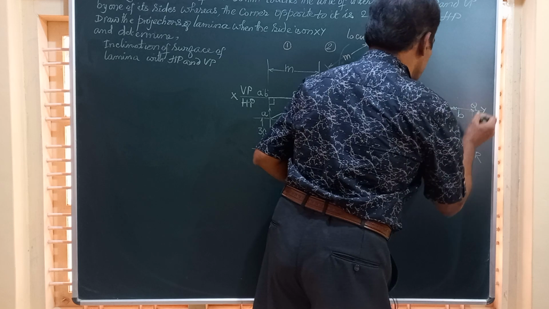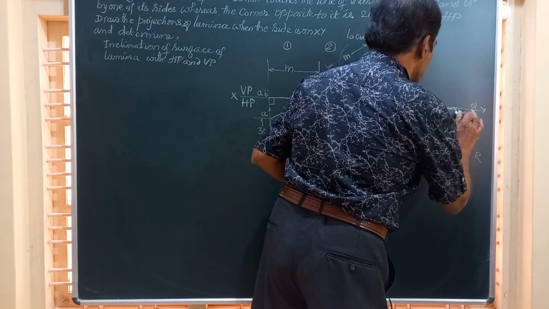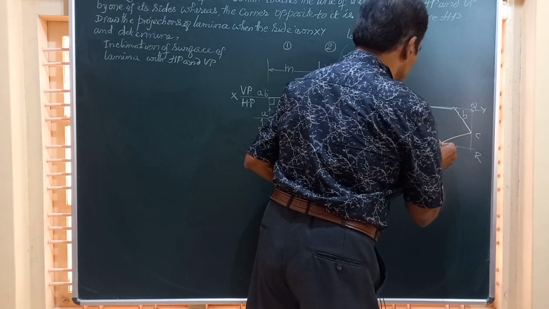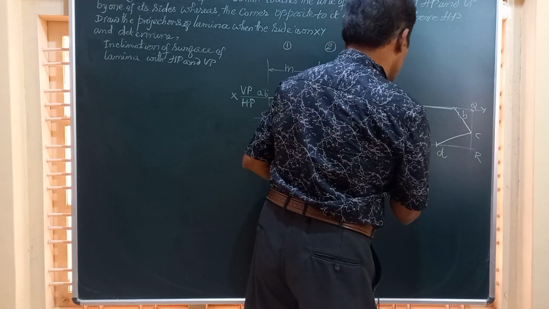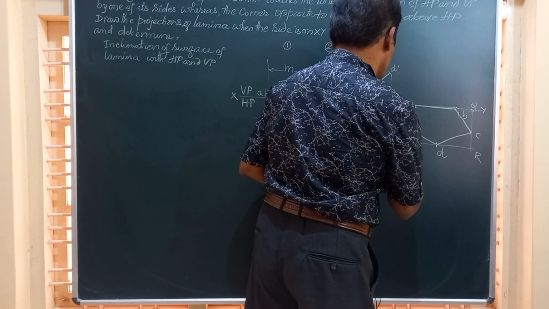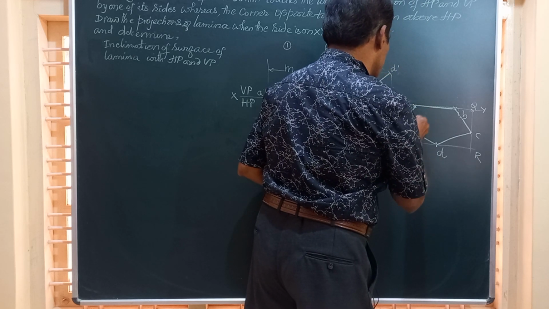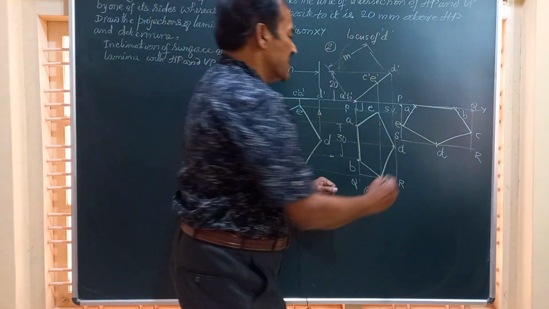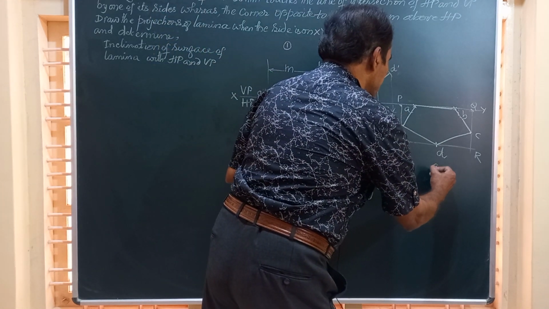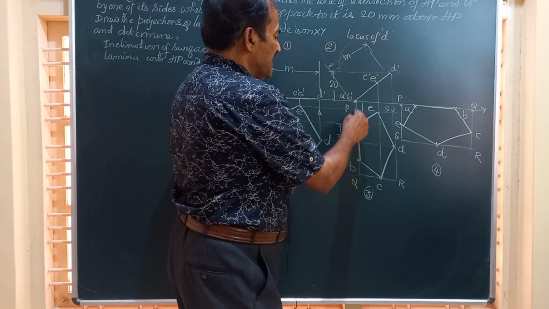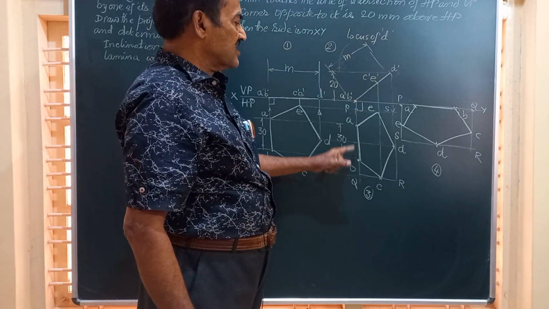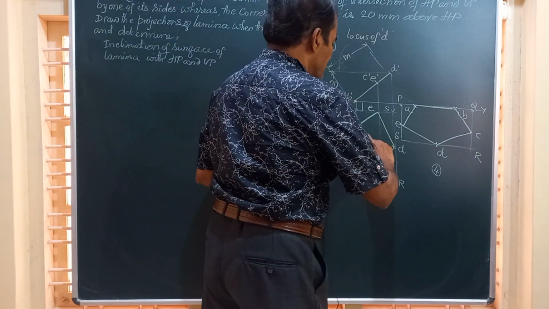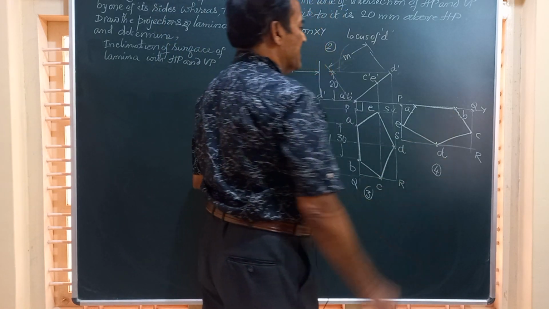I am going to join A to B, B to C, then C to D, then this point D to E, and A to E. Friends, we have got this figure number 3 redrawn as figure number 4. The only difference is that the line AB, or the side AB which was normal to VP, is drawn touching the XY line.